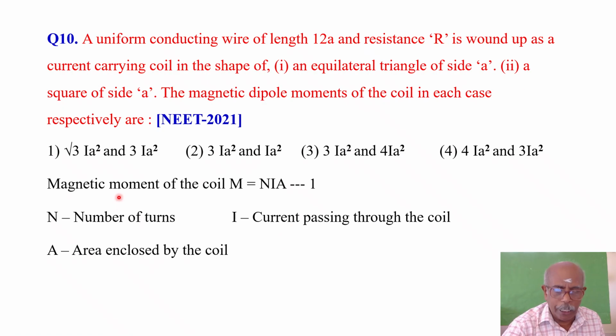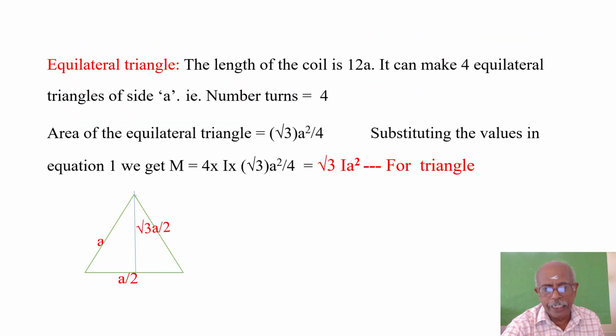So the magnetic dipole moment of the coil, capital M, is equal to N I A. Let it be equation 1. M is the magnetic dipole moment, N is the number of turns in the coil, I is the current passing through the coil, and A is the area enclosed by the coil. You come across this sort of problem in the Biot-Savart law and the ballistic galvanometer experiment theory. So how do we find this magnetic moment? In both the cases, we have to find it.